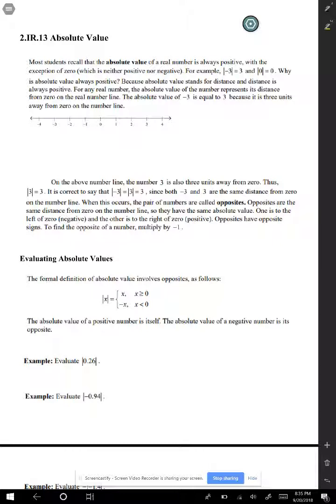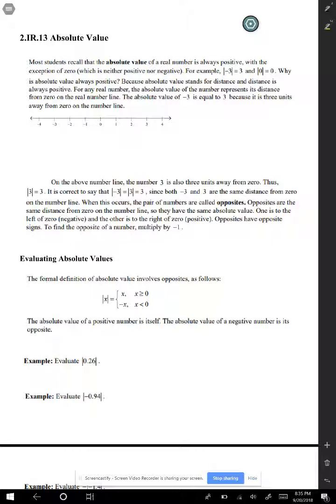First thing is absolute value. Most students recall that the absolute value of a real number is always positive, with the exception of 0, which doesn't have a sign. And that is true. And that is typically how it's introduced at the junior high level. But you have to go beyond that to really understand what absolute value is.